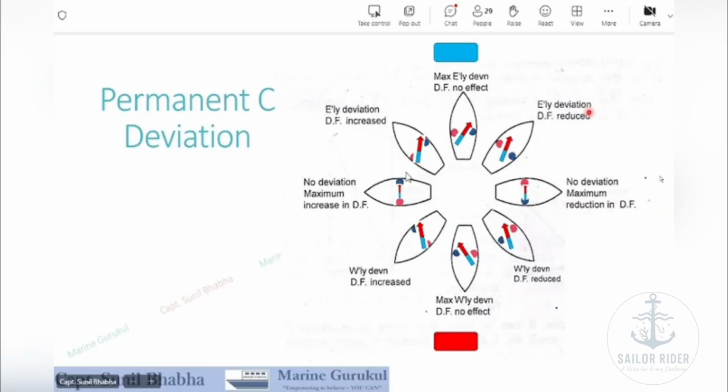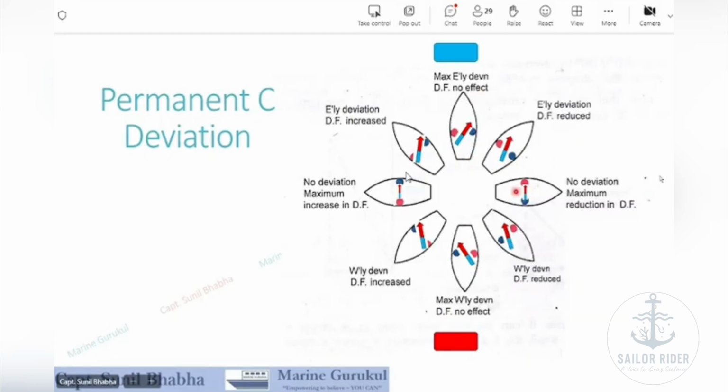Now moving on to the effect of this permanent C on the directive force. If we consider the ship on a northerly or southerly heading, we see that the poles of the ship, the blue pole and the red pole, are exactly east or west of the compass needle, and they do not affect the directive force at all. For affecting the directive force, the poles have to be north or south of the compass needle. So on northerly as well as southerly heading, there is no effect on the directive force.